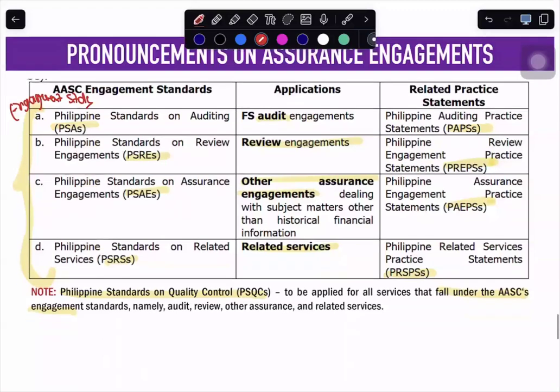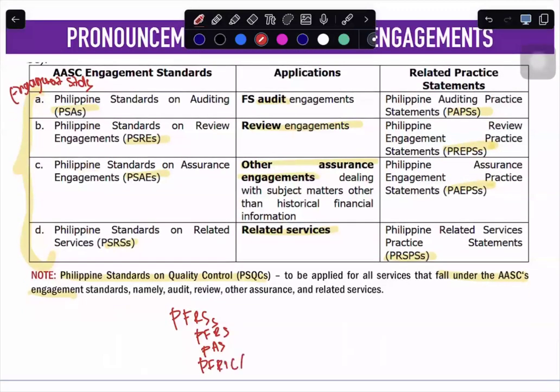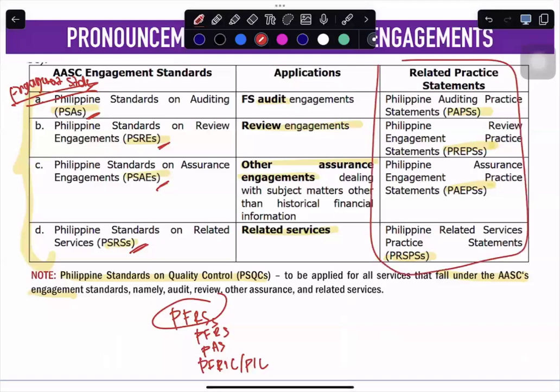AASC engagement standards. Sa PFRS naman, ang tawag lang natin ay PFRSs. Yan na yung PFRS, PAS, tama? At saka PFRIC or PIC. All in all, tinatawag natin yung PFRSs. Dito naman sa audit, ang tawag natin ay engagement standards. Ang laman nun, PSAs, PSREs, PSAEs, and PSRSs. Again, huwag niyong kalimutan yung kanyang mga related practice statements kasi lumalabas yan. At kailan natin siya i-apply. Okay? And that's it for our first topic, assurance engagement.